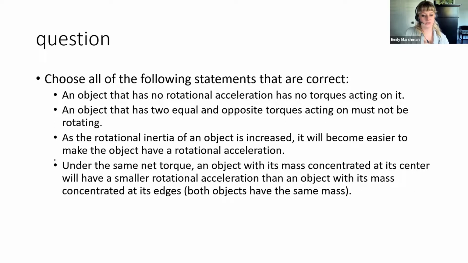Under the same net torque, an object with its mass concentrated at its center will have a smaller rotational acceleration than an object with its mass concentrated at its edges, assuming both objects have the same mass. Pause the video, think about each of these statements for a second, decide which ones you think are correct, and we'll talk about it next. There's actually none of these that are correct.